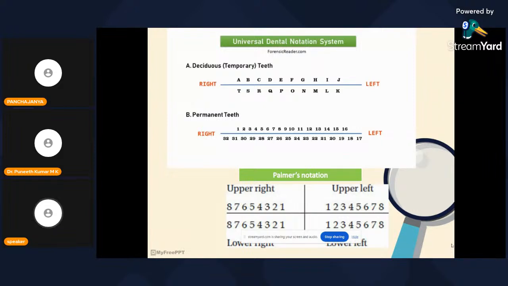And in Palmer's notation, the mouth has been divided into four quadrants, that is upper right, upper left, lower right, lower left, and each quadrant starts with the same numbers, that is 1 to 8, 1 to 8, 1 to 8, 1 to 8, without any signs, that is plus or minus signs. The numbers 1 to 8 are given from upper right, upper left, lower left, and lower right.